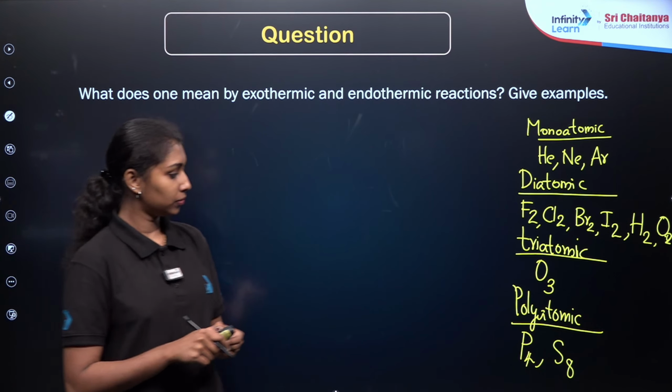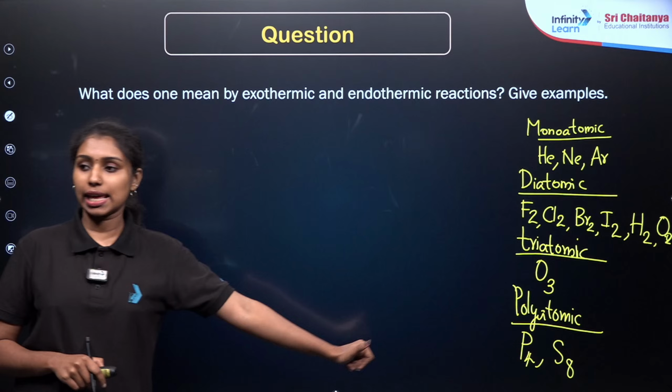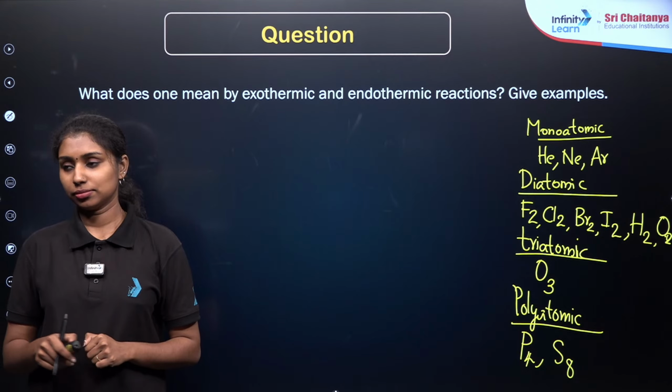S4 is there. In general, sulfur will be expressed as an S8 molecule. Their atomicity.